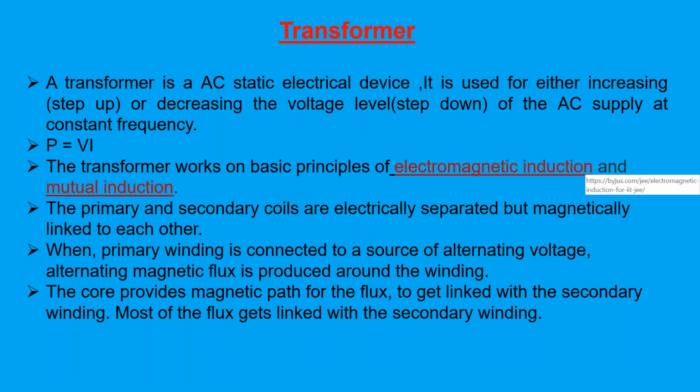The transformer works on two principles: electromagnetic induction and mutual induction. The transformer has two coils, one called the primary coil and another called the secondary coil. In between we have a common part which is called the core. The core is used to transfer the flux to the secondary winding, so that it will link to the secondary winding. That's why the core is present.